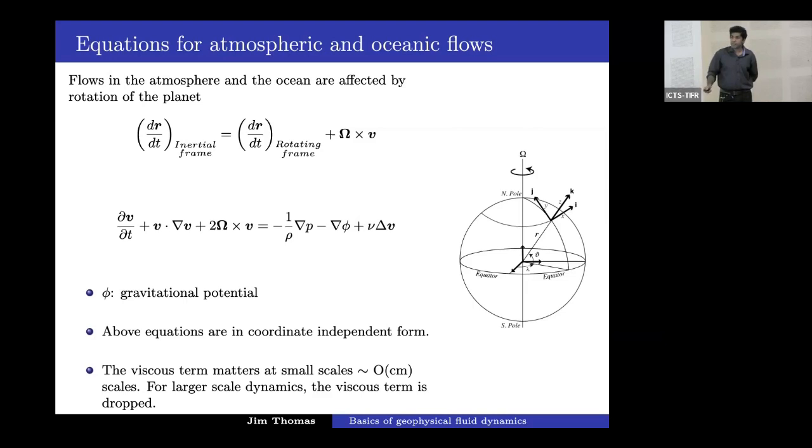And now the viscous term, this last term here, matters at really small scale. When you think of flows in the atmosphere and the ocean, for everything that follows, we're thinking of scales of the order of 10 kilometers, 100 kilometers, and 1,000 kilometers. At these scales, the viscous term has very little role because it acts primarily at order centimeter scale. So for large scale dynamics in the atmosphere and the ocean, it's common to ignore this viscous term. Hereafter we'll ignore this term. So we have what are called the inviscid fluid equations that apply to large scale dynamics in the atmosphere and the ocean.